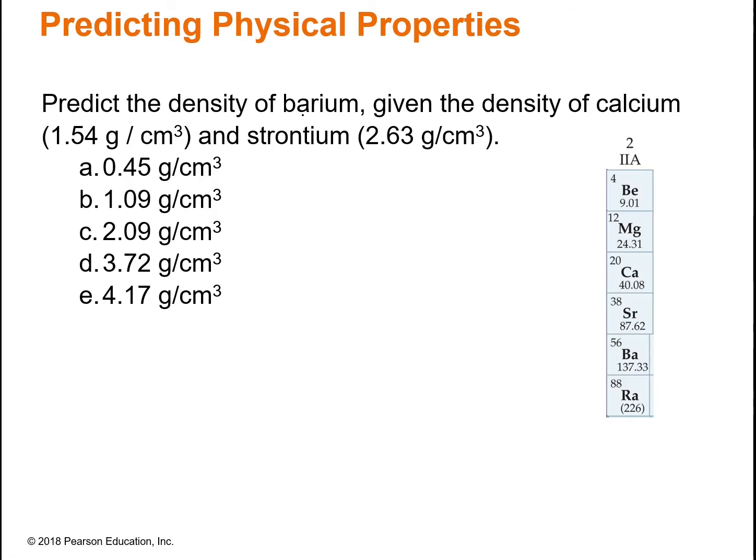So predict the density of barium given the density of calcium and strontium. And I put the order of these from the periodic table. So this is the group that you have to work with, just in case you don't have a periodic table on you. But you're given information for calcium and strontium, and you're asked about barium. So take a second and figure out which one of these makes sense. Put your answer in the chat.